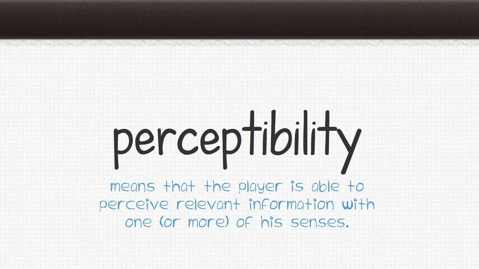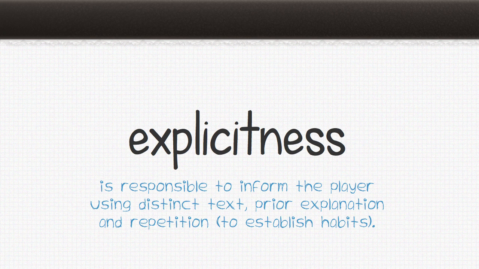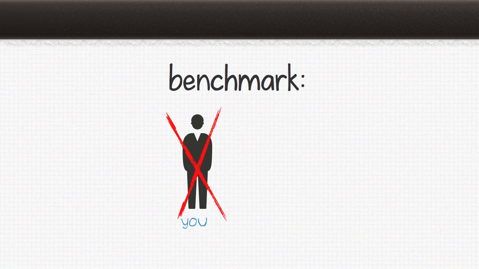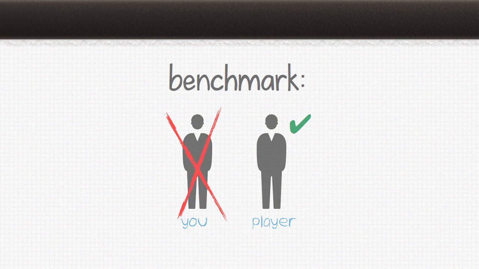After an interface element is perceived, the player needs to understand the element. Explicitness is responsible to inform the player. Without explicitness, the player will misunderstand icons, buttons, gameplay mechanics, etc. Explicitness can be achieved by text, tooltips, prior explanation, and repetition. Remember, you are not the benchmark, the player is.